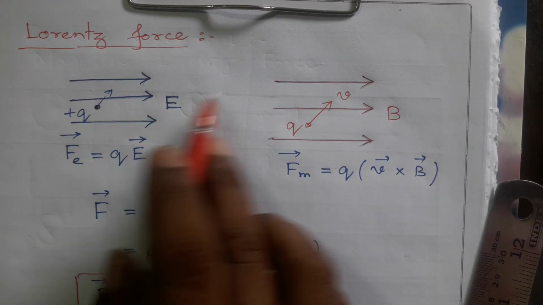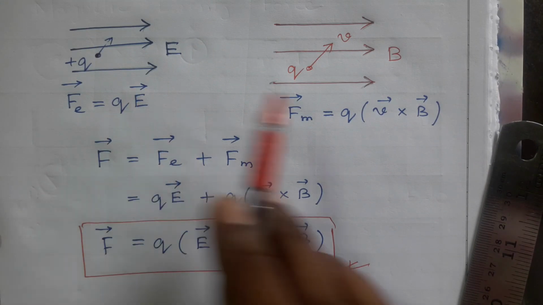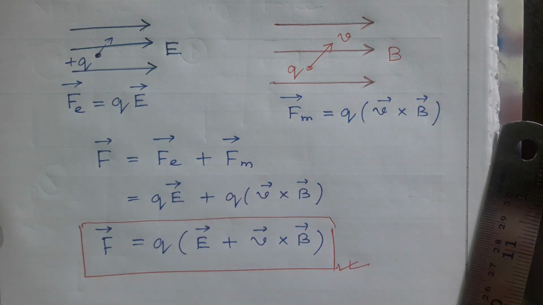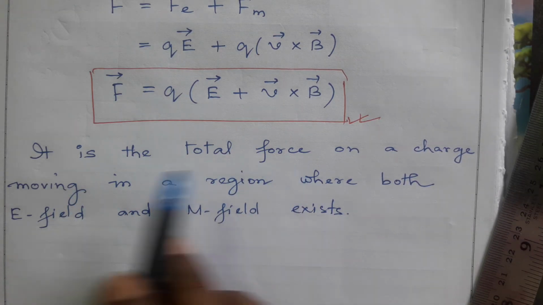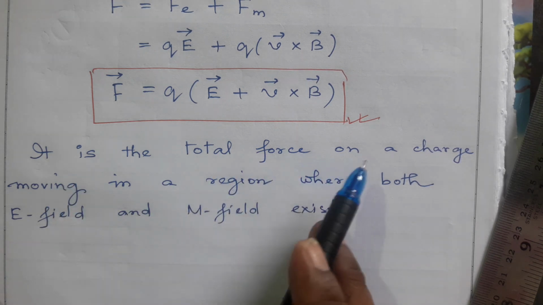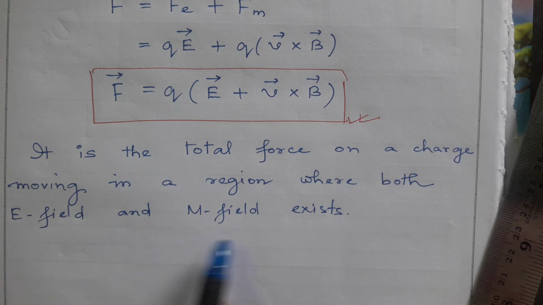So what is Lorentz force? It is the total force experienced by a charge placed or moving in a region where both electric and magnetic fields exist. Thus Lorentz force is the total force on a charge moving in a region where both electric and magnetic fields exist.